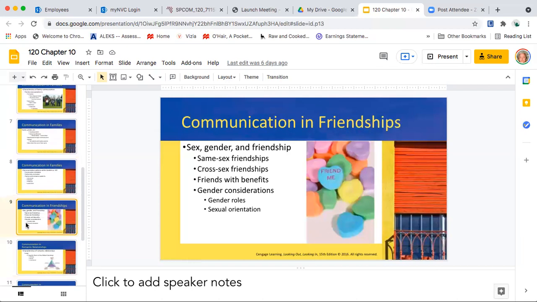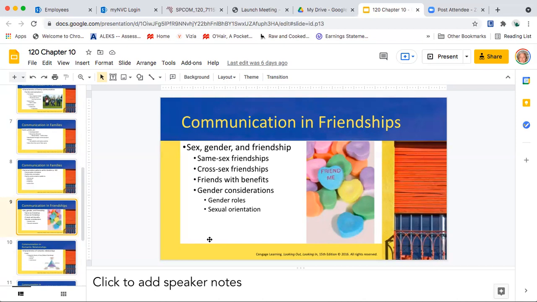Of course, sex and gender and friendship play a role in your communication style. So we have same-sex friendships, right? We have cross-sex friendships. We have friends with benefits, and you also have to have gender considerations in here, like gender roles and sexual orientation. So communication differs, and you can always think about your same-sex friendships and the way you communicate and what level and how deep you'll go and subjects you will share, right?